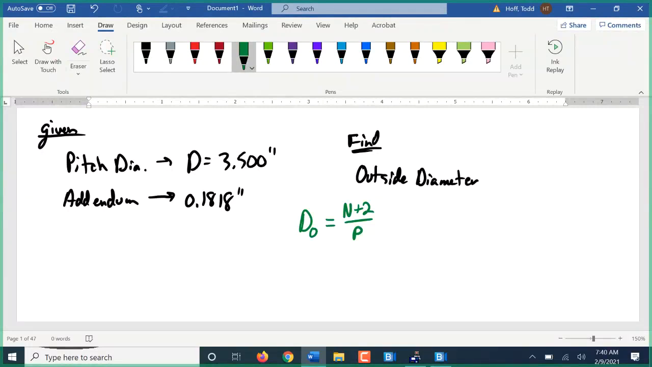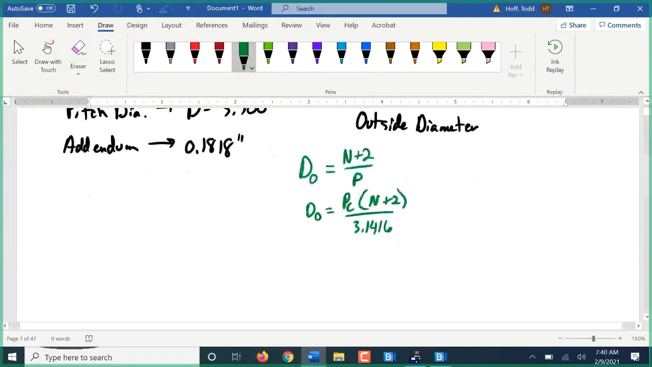The second formula for outside diameter is circular pitch times the number of teeth plus 2 over pi, 3.1416. That doesn't help. We don't have the circular pitch. But if we keep looking down there, the last formula for outside diameter is the pitch diameter plus 2 times the addendum.